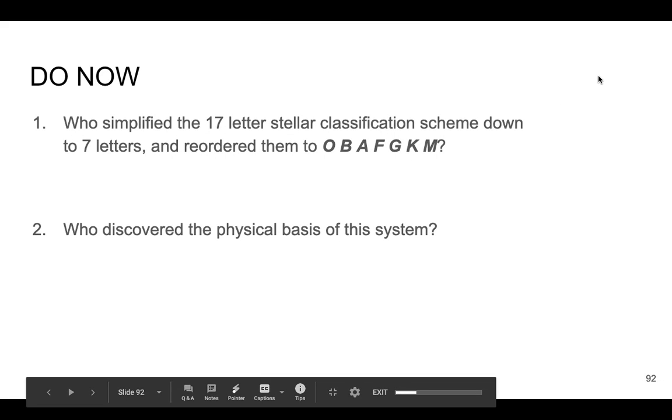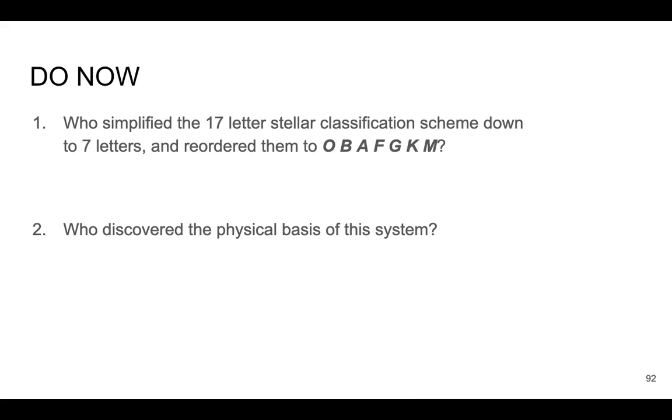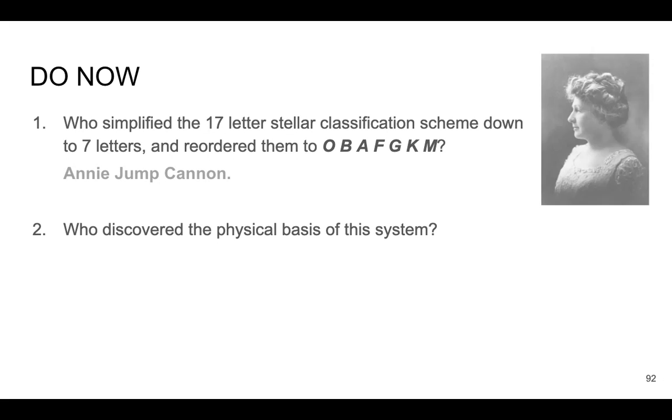So these are questions about the two heroes we learned about last time. Who was it that simplified the very excessive 17-letter stellar classification scheme down to 7 letters and then reordered them to O, B, A, F, G, K, M? That is Annie Jump Cannon. I always go into this story to explain why we have a 7-letter system that's based on letters and yet is so far from the way the alphabet works. The story is historical and a little bit messy.